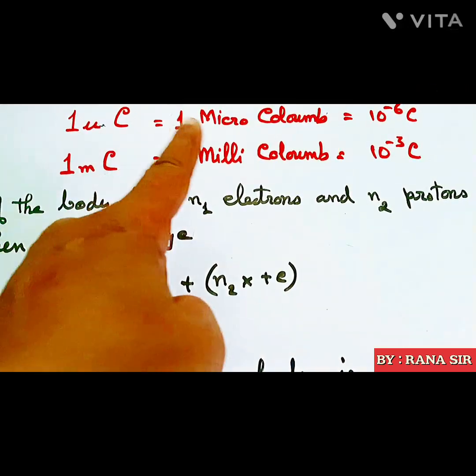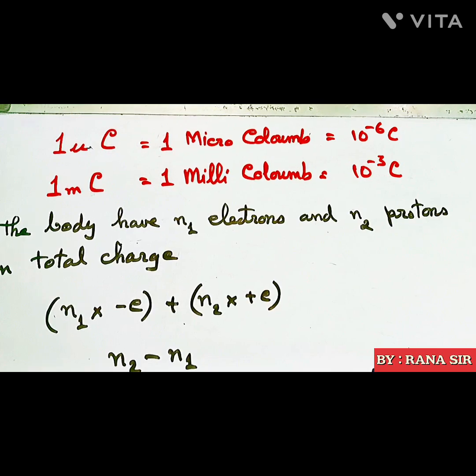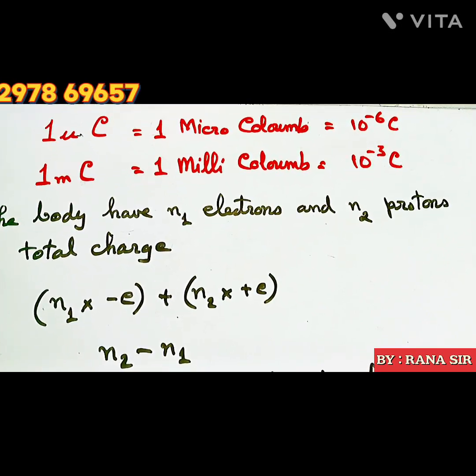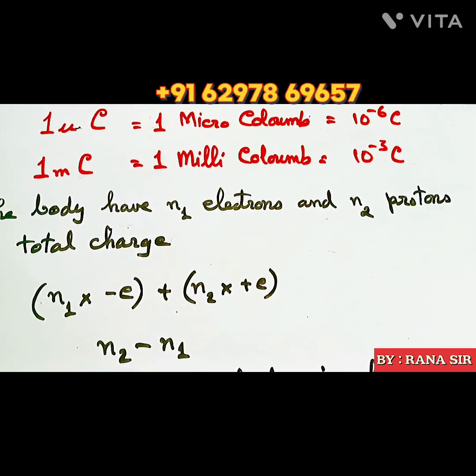One microcoulomb is written as 1 µC, that is 10 to the power minus 6 C. One millicoulomb, that is 1 mC, is 10 to the power minus 3 C. C is coulomb.